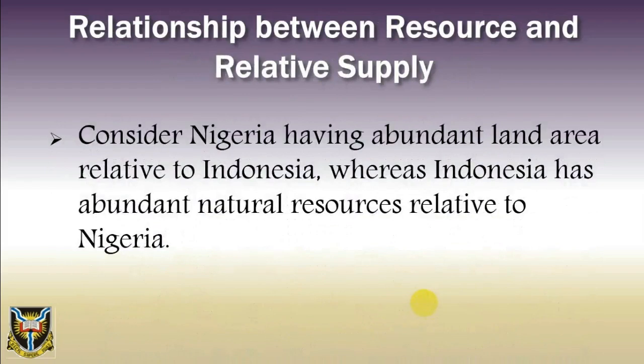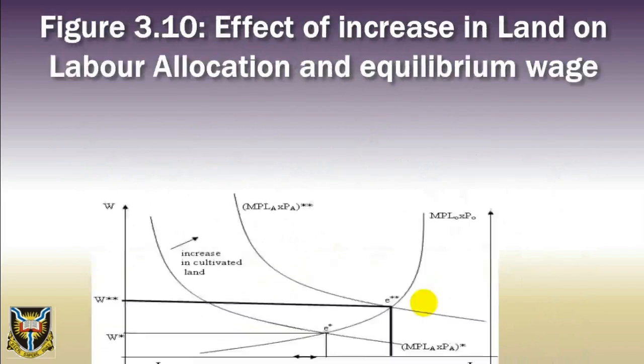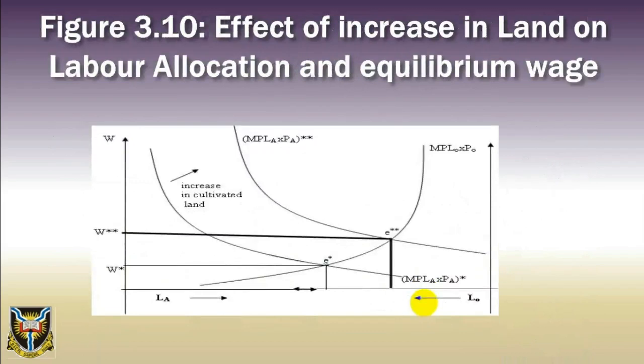Clearly, Nigeria should produce a high ratio of agriculture to oil at any given price, while Indonesia should produce high ratio of oil. Now, assuming that the area of land cultivated increases, what effect would these have on the production and labor allocation? This situation is shown in figure 2.10 below.